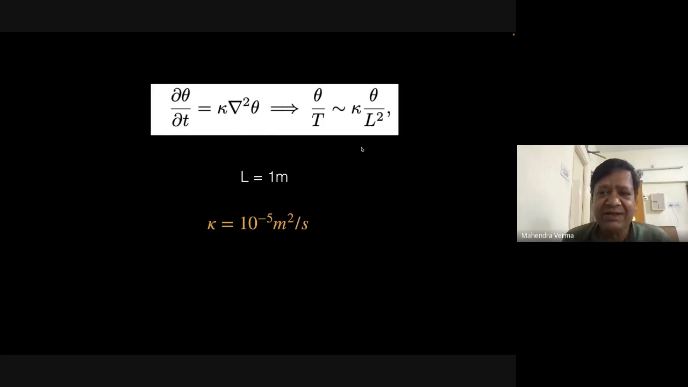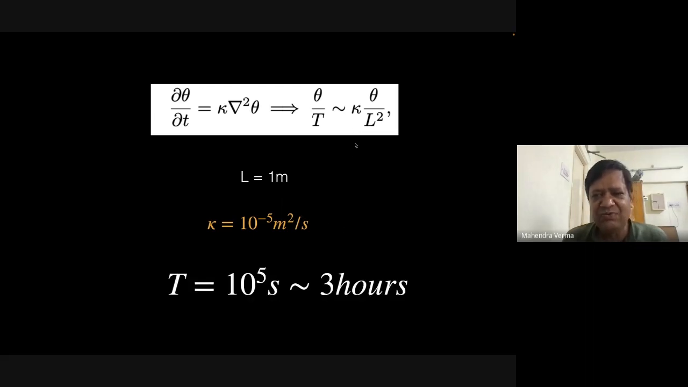So that will give me time, right? From here, time will be L squared by kappa. So you just get, L squared is 1, divided by 10 power minus 5, which is 10 power 5 seconds, which is 3 hours. Look, this makes it terrible, right? I mean, I can't wait for 3 hours for air conditioned cold air to come to me. So something has gone wrong.